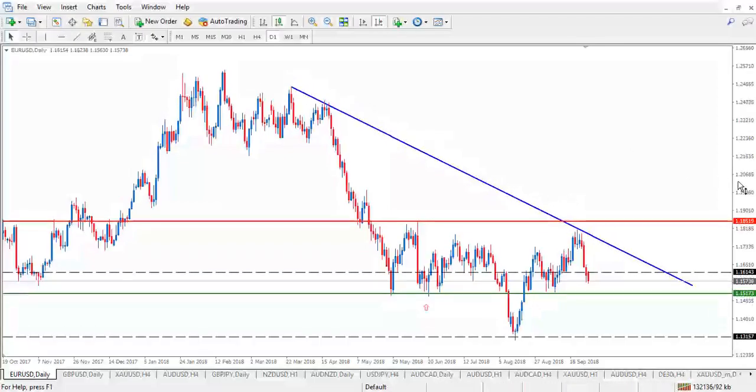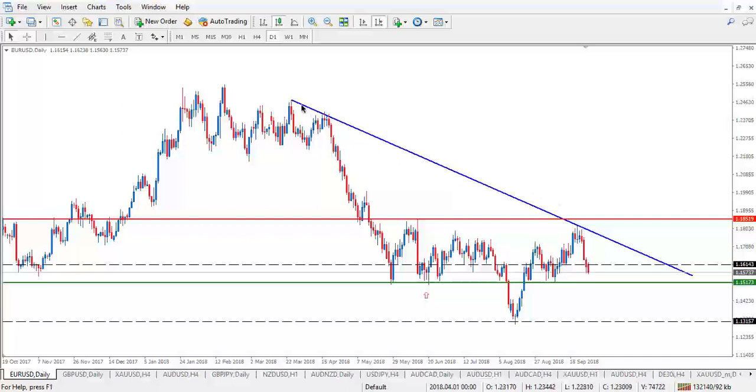As usual, we're going to start with the euro against the American dollar on the daily time frame. As we can see here, the pair went below the neckline of the head and shoulders pattern that we discussed last week. So this simply means that this pattern is not working anymore. We can't depend on it anymore.